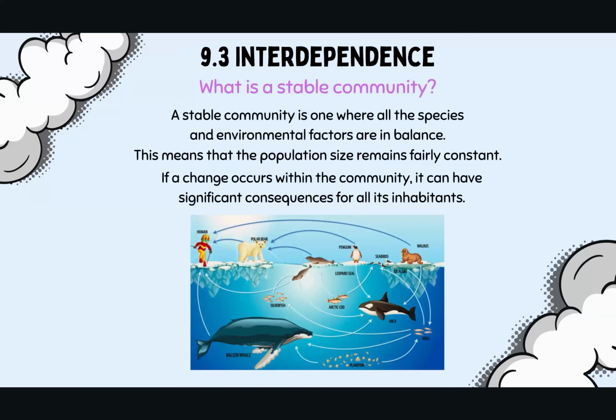So what is a stable community? Generally speaking, a community is made up of lots of different species, and each species has a population. So within one community, you've got multiple populations, different species with their own population. If that community's numbers roughly stay the same, then you would call it a stable community. A stable community is one where all the species and environmental factors are in balance. This means the population size remains fairly constant.